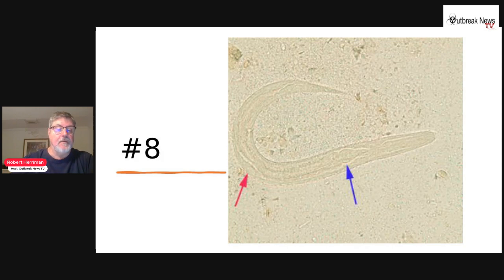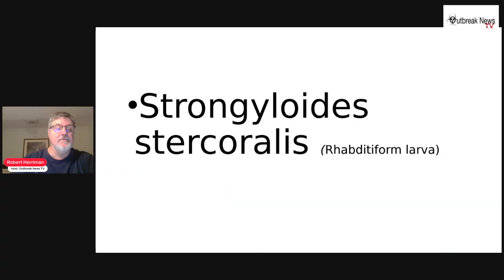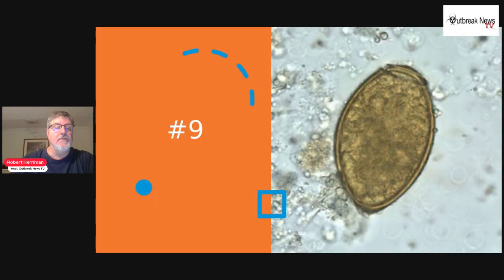Okay. This is Strongyloides stercoralis. This is the diagnostic stage, the rhabditiform larva. And this is also known as threadworm. Okay, let's go to the next parasite, number 9.